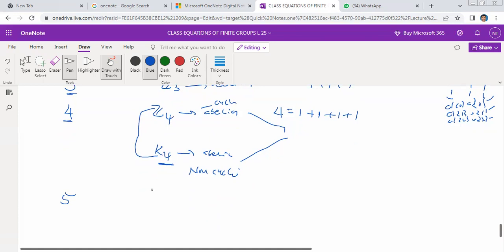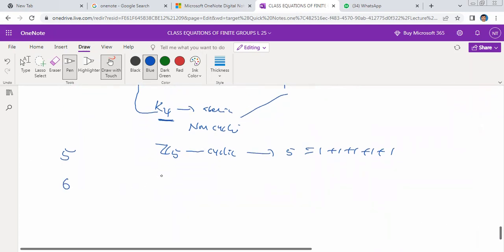Now 5 elements. I'm taking 5 elements. It is isomorphic to Z5. Is Z5 cyclic or abelian? Abelian, and as it has prime order, it is cyclic. A group of prime order, consisting of 5 elements, is cyclic. What is the classification? 5 is equal to 1 plus 1 plus 1 plus 1 plus 1. How many conjugacy classes? 5.